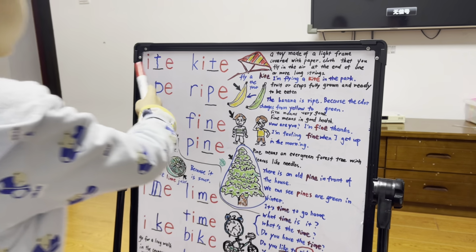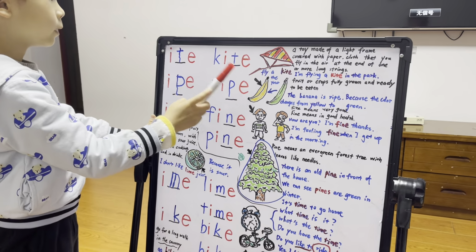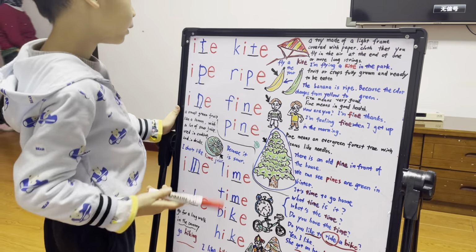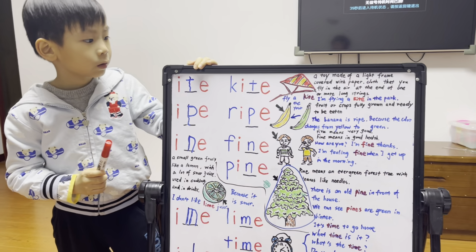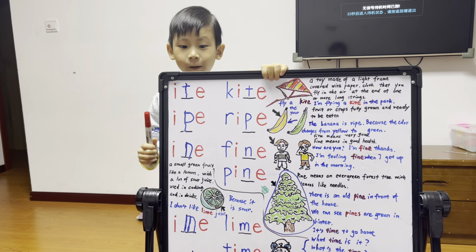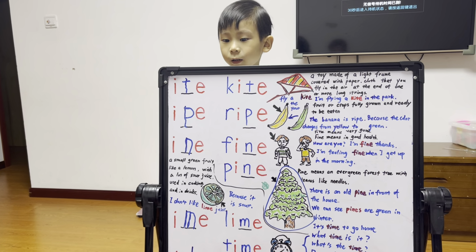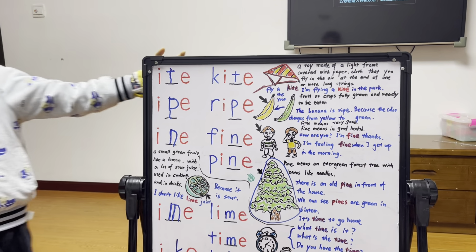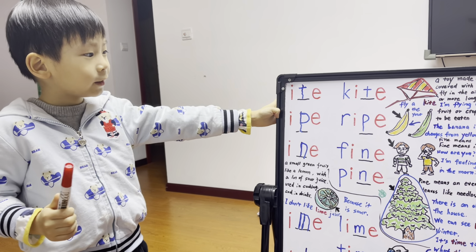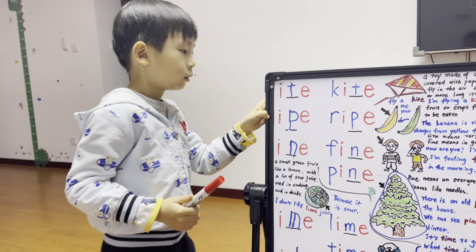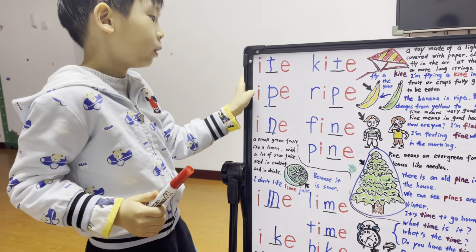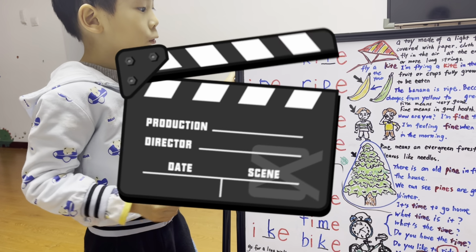K-I-T-E. How do you say K-I-T-E? Kite. K-I-T-E, okay. Kite. How do you say K-I-T-E? Kite. How do you say kite? Kite. Okay, I'm flying a kite in the park. Do you like to fly a kite in the park? What?